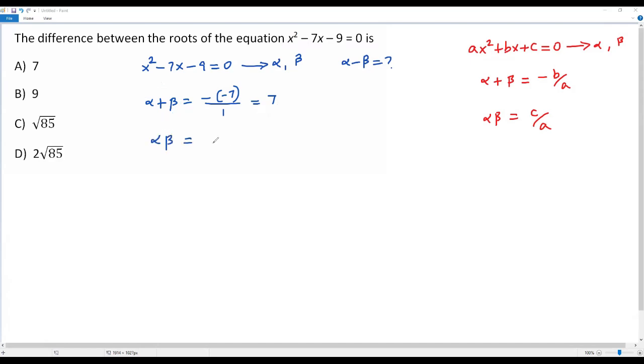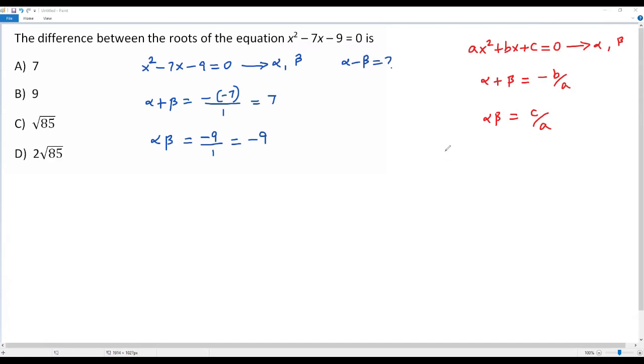That is alpha times beta. The formula is c over a. Actually c is the constant term. In the given quadratic equation, the constant term is −9. And a is the coefficient of x². Already we know that it's 1. −9 divided by 1 is −9. Okay, now I got the product of the roots. That is −9. Okay, here let me consider the two algebraic identities.